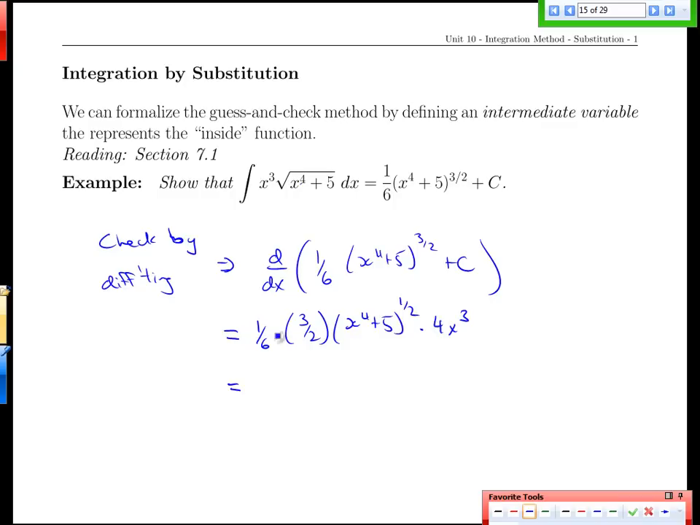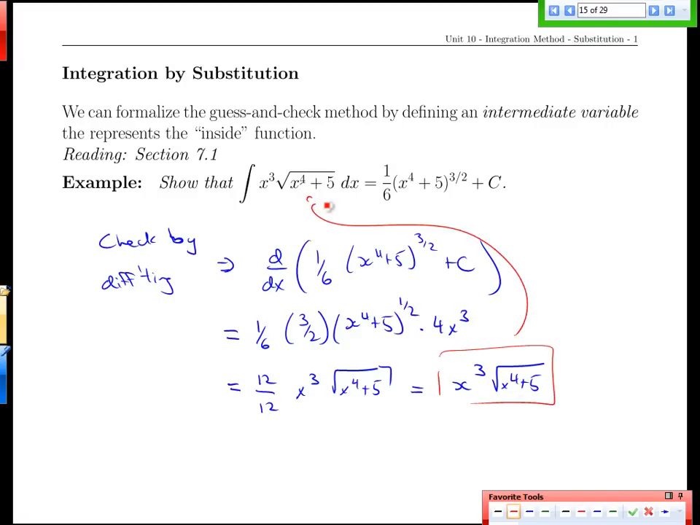And if we work through this, in the denominator we have 12, in the numerator we have 12, and then we get x cubed square root of x to the 4 plus 5. And that, of course, equals x cubed square root of x to the 4 plus 5. This equals the original integrand, and if that's the case, we have the correct antiderivative. So this is the antiderivative of this complicated x cubed square root thing.